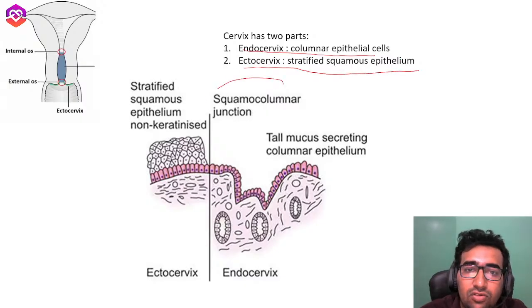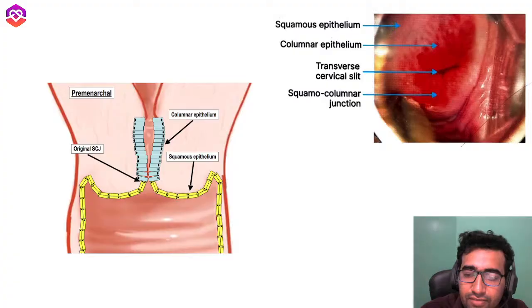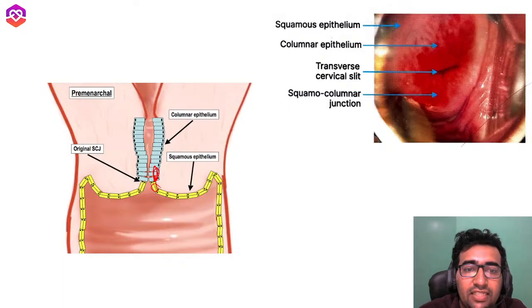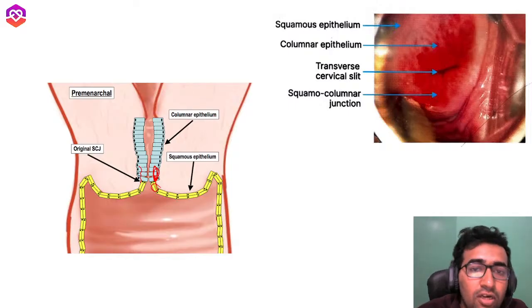So you can see a squamo-columnar junction between ecto and endocervix. I want to stress this point because sometimes there will be an invagination of these squamous cells into these columnar cells. Actually, what happens is that some columnar cells undergo a process known as metaplasia, in which columnar cells become squamous cells. The columnar cell is a differentiated cell. These undergo re-differentiation, go back to stem cells, and again differentiation happens.